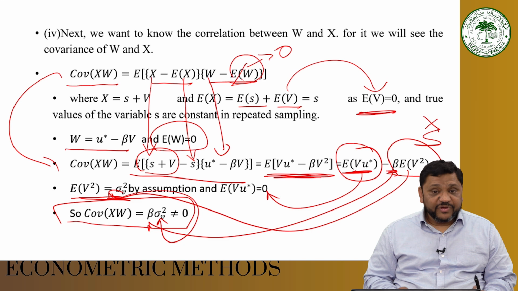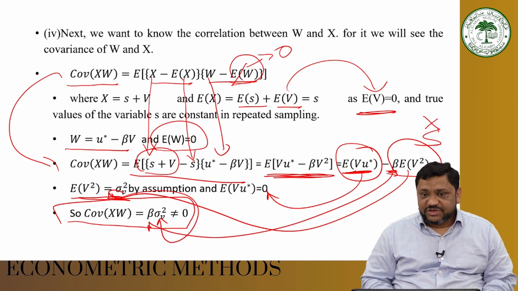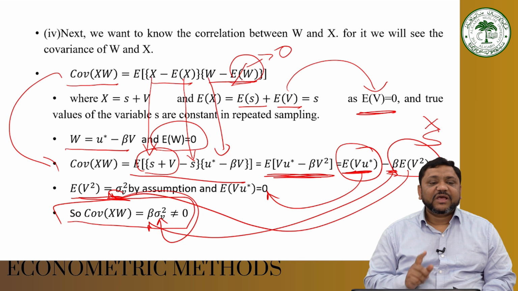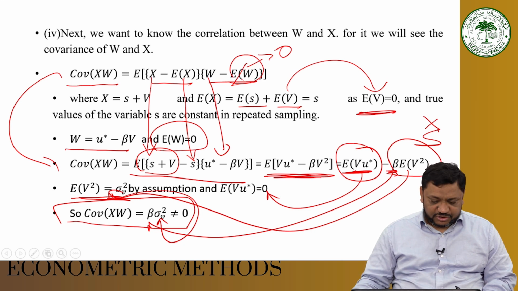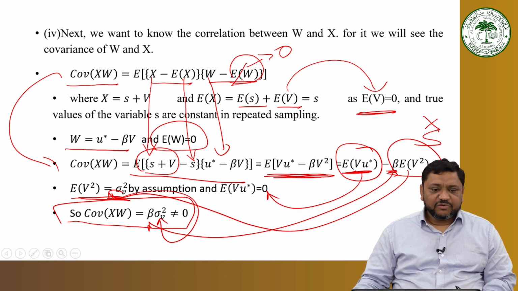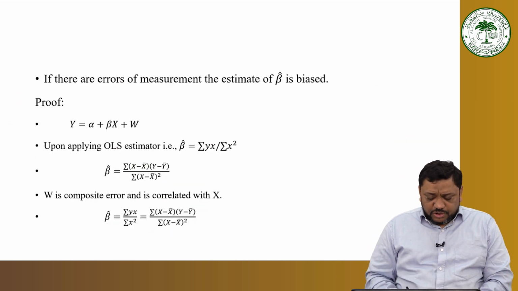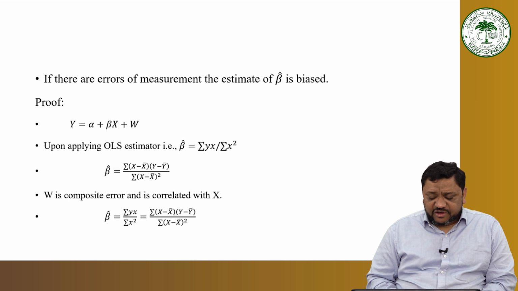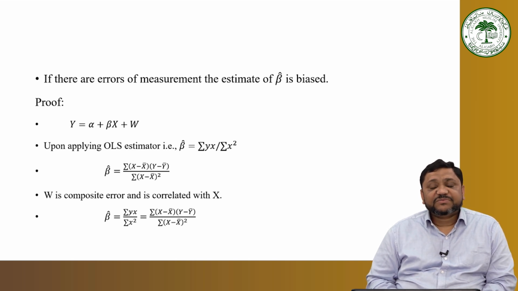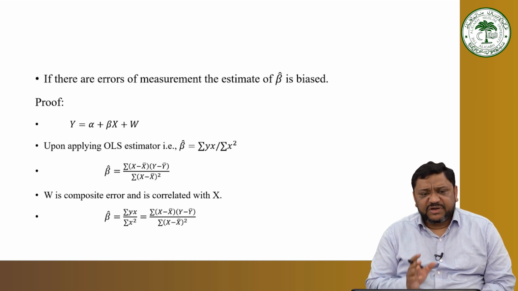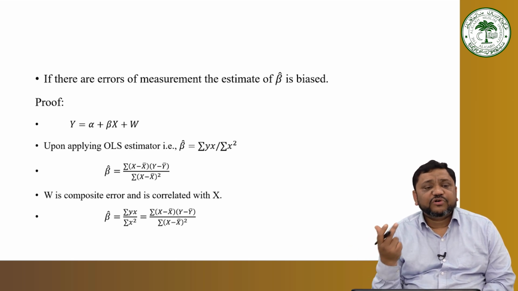So as the covariance is not equal to 0, the least square estimator of beta is inconsistent. So that is what we were proving, that there was a problem of consistency over here. So if there are errors of measurement, then the estimate of beta hat is biased. If there are errors of measurement, the estimate of beta hat, we will see, will have a downward bias.